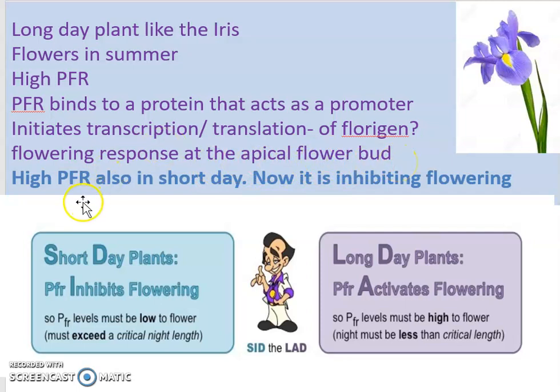Now, we've also got something called a short day plant, and short day plants are going to flower when the days are short, i.e. they flower in winter time. So in the summer, you are a long day plant like the iris, high phytochrome far red. It's going to cause all these things to take place, and you're going to cause flowering to take place. If you are a short day plant, you're still going to have high quantities of phytochrome far red. Phytochrome far red is still the active form, but this time it's inhibiting flowering. So the active form far red is going to inhibit the flowering if you are a short day plant.